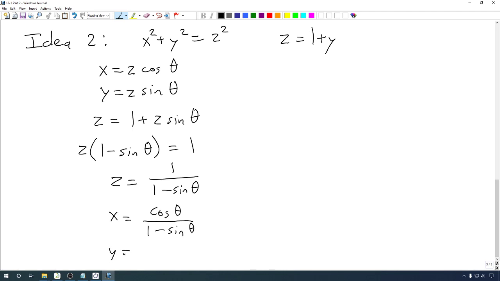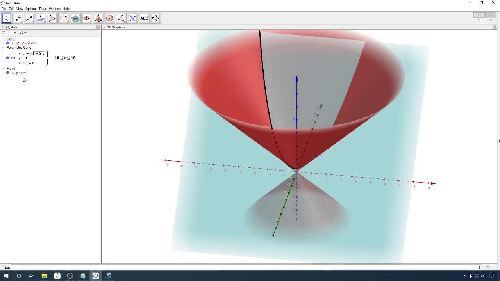And then for y, we do the same thing, but now sine is on top. And these are parametric equations for a curve. Obviously, a curve that doesn't have domain all real numbers, because we cannot have sine theta equal 1. But we can still at least get an idea of what that looks like. In fact, we don't have to worry about that when we plug it into GeoGebra. It will take care of ignoring points that don't work.